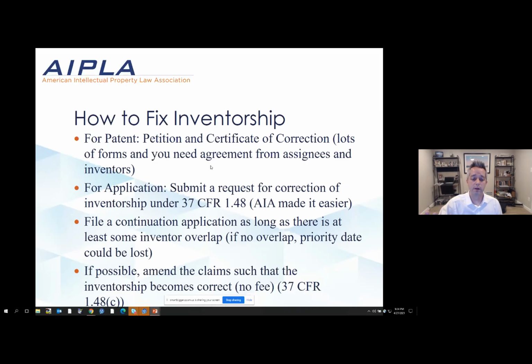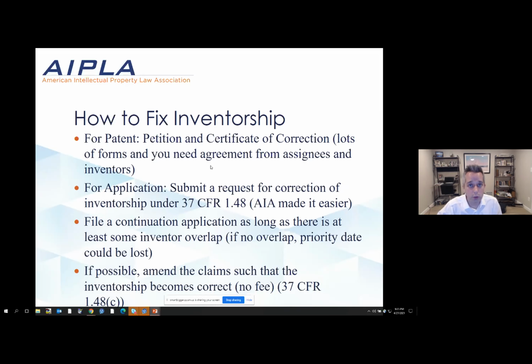So if it has not issued as a patent, if you find out that the inventorship is incorrect while the application is still pending, things are a lot easier. You can submit a request for correction of inventorship under 37 CFR 1.48. The AIA made this easier than it used to be. You do not even have to submit a statement that it was without deceptive intent. You basically just say, here it is. This is what it should be. The patent office says great, and they change it.